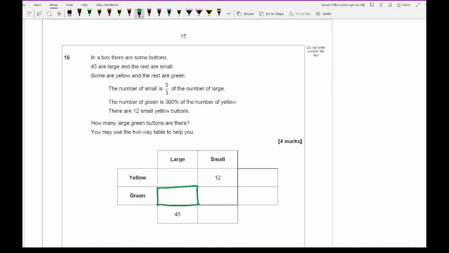So first things first, let's work out how many buttons there are in total. Now for that, I need to use this rule here. All I need to do is to find out how many small there are. Well, I just need to do 45 times 5/3. So I could divide it by 3, then times it by 5, which gives me 75. So that means that the total number of small buttons is going to be 75. And by adding those two numbers up, I get the total as being 120.